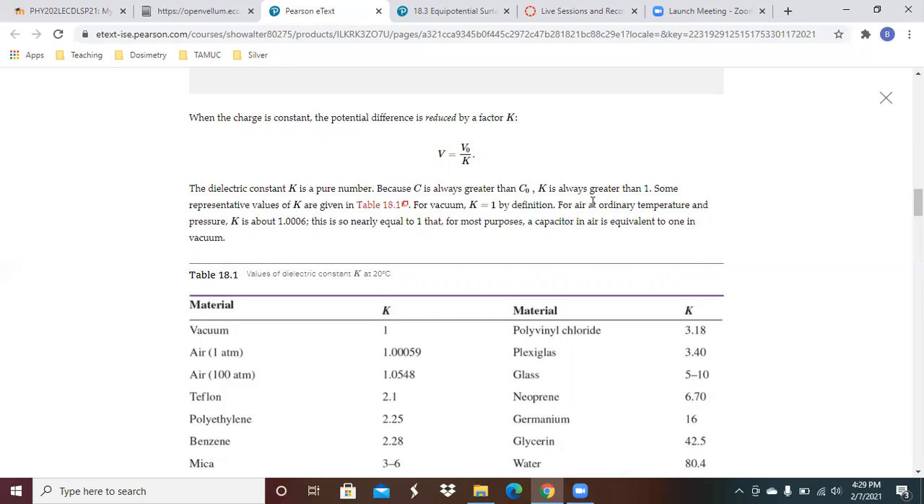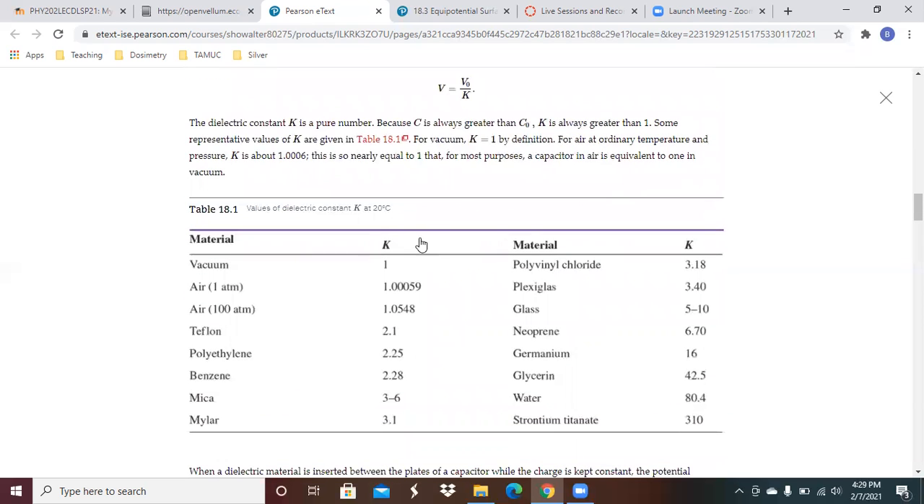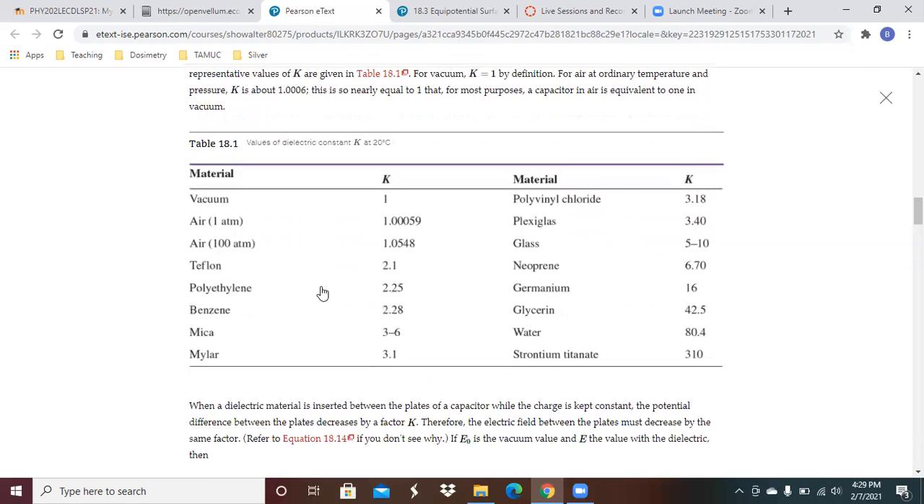Some representative values of K are going to be given here in this particular table. For a vacuum, K is going to be equal to 1. For air at ordinary temperature and pressure, K is roughly 1, but it's going to be a little bit more than that. So for most purposes, a capacitor in air is going to be equivalent to one in vacuum.